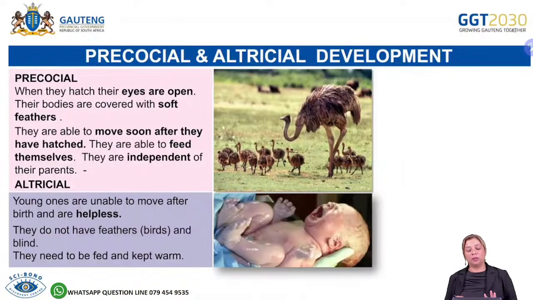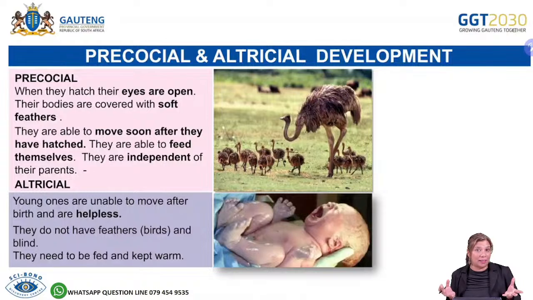Now let's talk about two types of development. One is called precocial and the other one is called altricial. So let's talk about precocial. So when we are talking about these two types of development, some organisms, you'll notice when they are born or when they are hatched or whatever the case may be, some of them are born and they are prepared, they are like ready to go. Eyes are open, they are mobile, they can move, they can hunt.